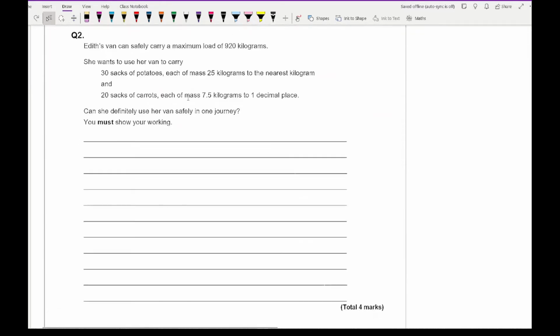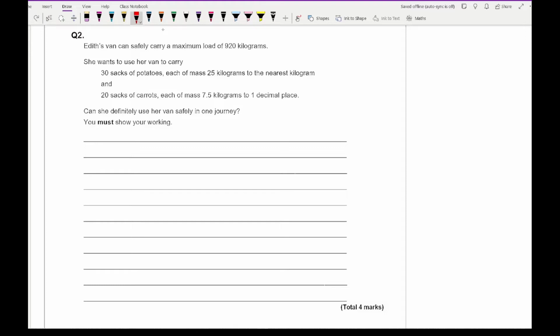Moving on to question 2, and again, if you've not had a chance to print off this question, by all means pause the video at this point and have a go at it, and then unpause to listen to me go through it. So here it says, Edith's van can safely carry a maximum load of 920 kilograms. She wants to use her van to carry 30 sacks of potatoes, each of a mass of 25 kilograms to the nearest kilogram, and 20 sacks of carrots, each of a mass of 7.5 kilograms to 1 decimal place. Can she definitely use her van safely in one journey?